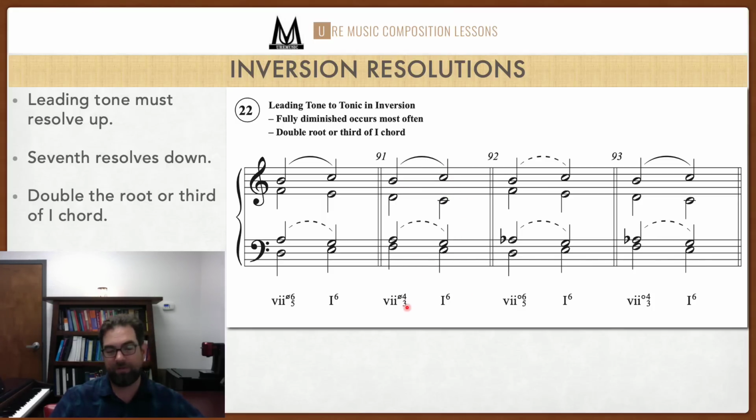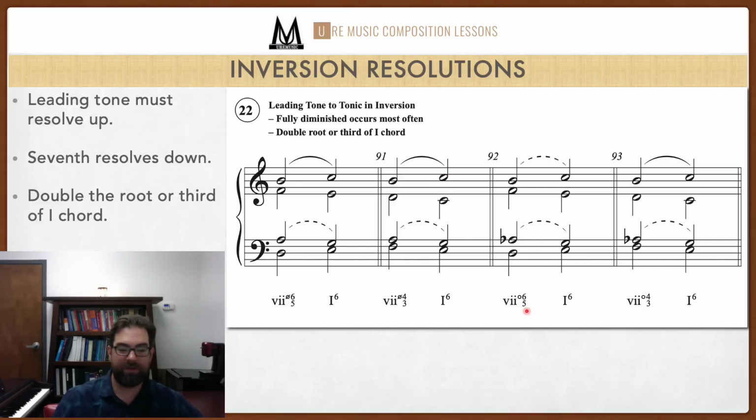So here's your 4-3. That's going to be your second inversion, and the fifth is in the bass. So you've got your B, your D, your F, and your A. Notice it's a complete chord again, and it just resolves down. Everything moves in stepwise motion. The leading tone goes up, the seventh comes down, double the root here. This is an option for you to double the root.